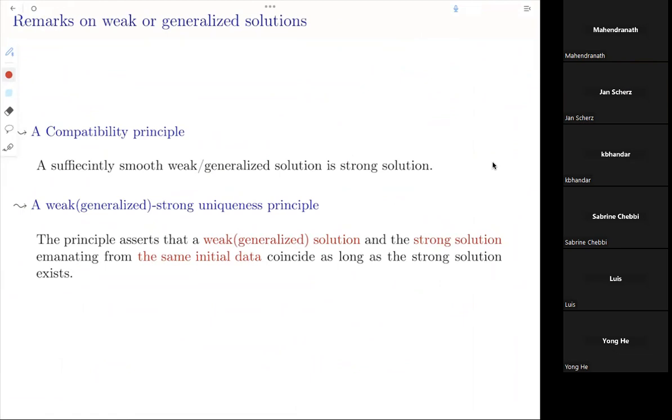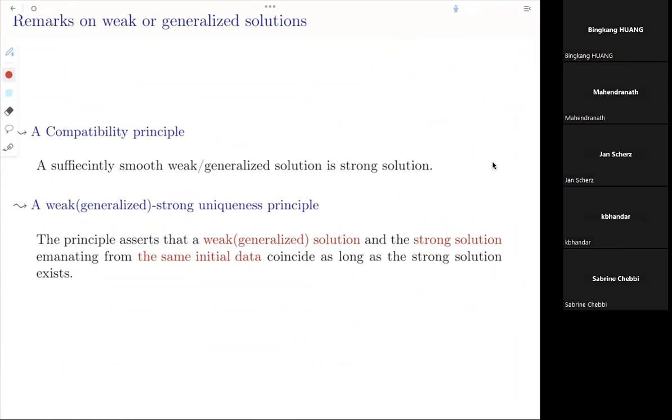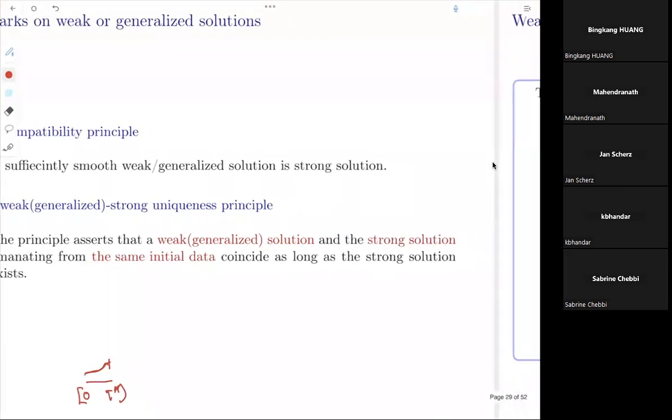The next one is the weak-strong uniqueness principle. So we are not claiming anything about the uniqueness of the problem, but we claim that if you have a weak solution and a strong solution, and they are starting from the same initial data, then they must coincide as long as the strong solution exists. So at least in our problem, from the Valli-Zajaczkowski theory, we know that the strong solution exists for some t star, some small time interval. So our weak solution should match up to this t star. That's what the weak-strong uniqueness principle says.